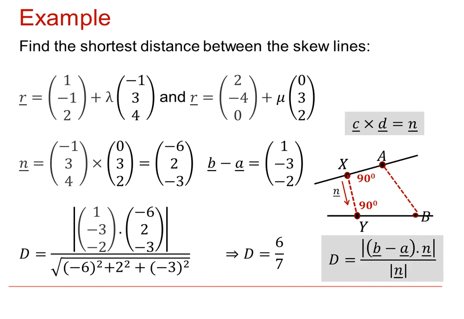Substituting these into the formula for the shortest distance will give us these results. So we already knew that the length of n was 7. And you can see that we've taken the scalar product of b minus a and n, which with that modulus just gives us the 6 over 7. Noting that, as expected, the modulus makes the distance positive.